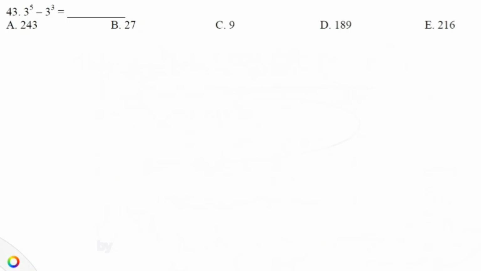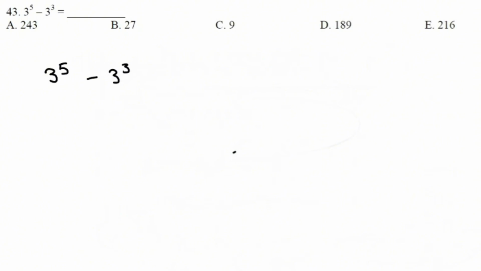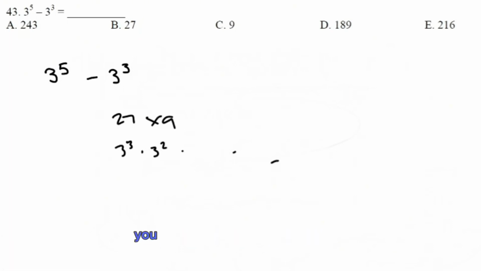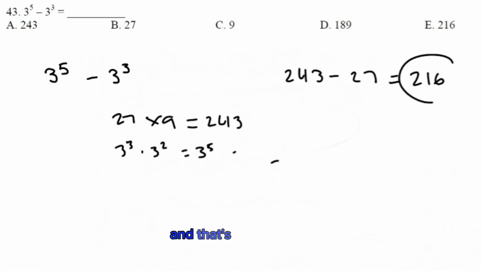Next, 3 power 5 minus 3 power 3. Alright, so we can do this very simply by just subtracting the difference. So 3 power 3 is 3 cubed, so that's 27. Now we're just going to multiply 27 times 9, because that's 3 power 2. So if we multiply it by 3 power 2, we would get 3 power 5. 27 times 9 is 243. Now we have 243 minus 27, and that gets you 216, and that's your answer.